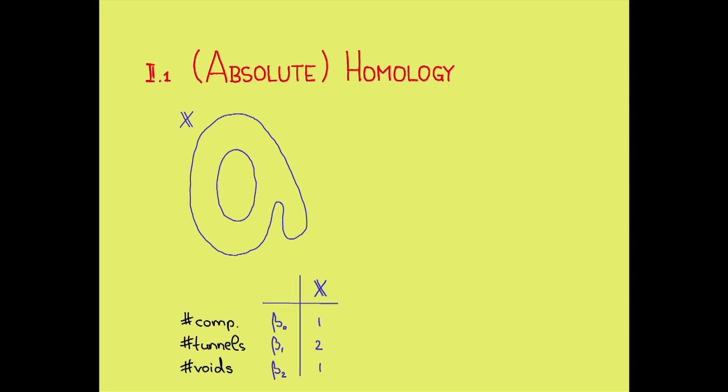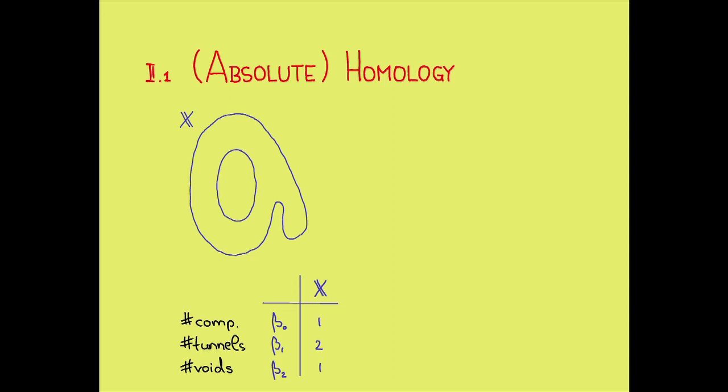It has 2 tunnels. One is the one that you can reach through. The other one is inside. You can reach around the torus inside. That's 2. And then Betti 2 is also 1 because you have a complete surface without boundary.